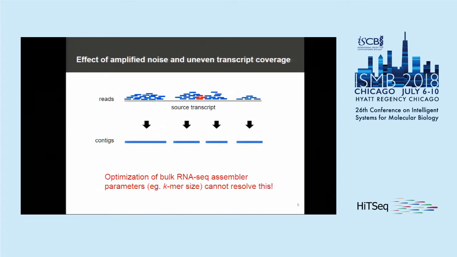So here is a hypothetical example showing the effect of amplified noise and uneven transcript coverage. As you can see, using a bulk RNA-seq assembler, you will almost always get a fragmented assembly. And no form of optimization of the assembly parameters would be able to resolve this issue.